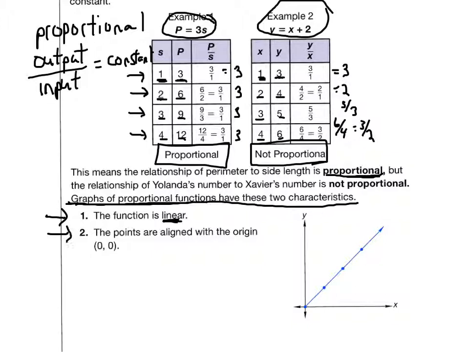The second requirement is that the line has to go through the origin. This is the origin where the x and the y meet. So if you have a line that goes through the origin, then it is proportional. If you have a line that doesn't go through, like this one does not go through the origin, but it is a line, it's linear, but it's not proportional. Okay, so let's go to the next example.